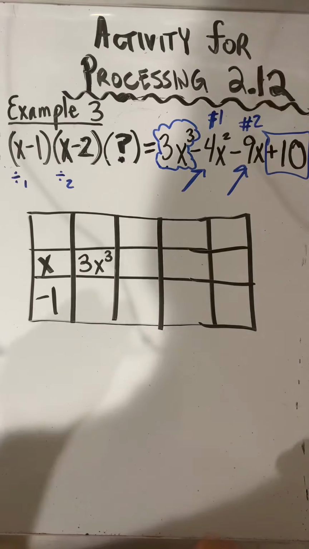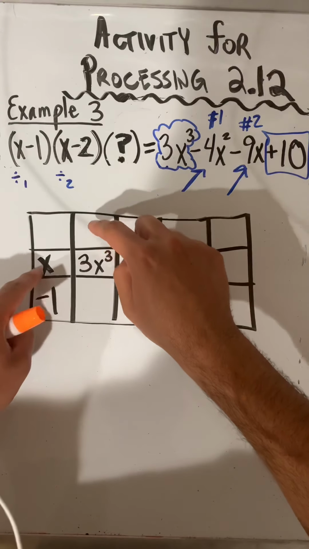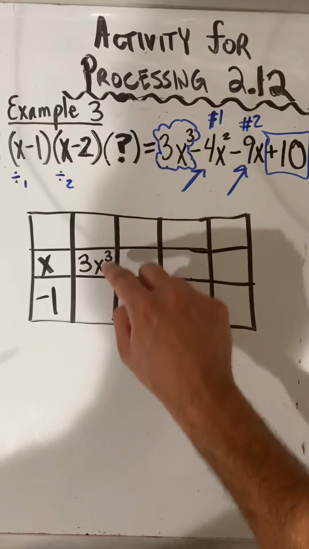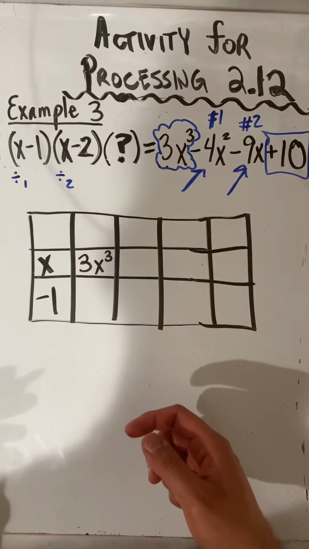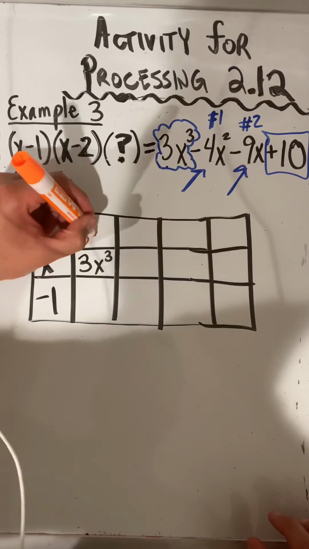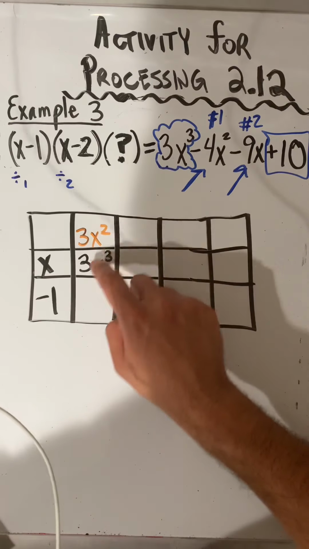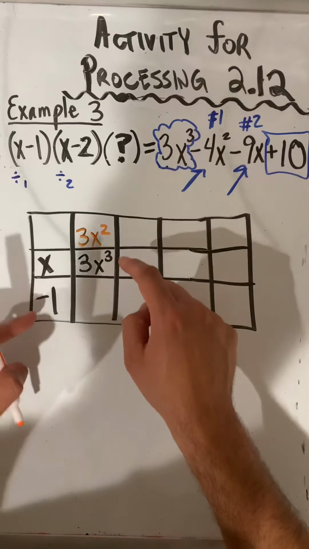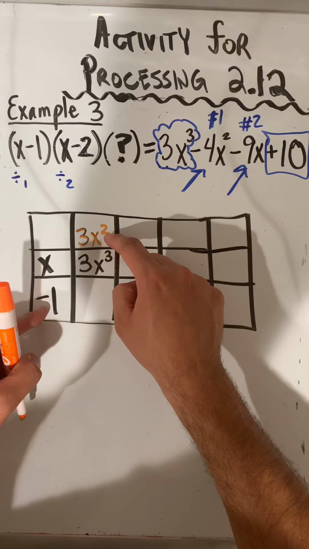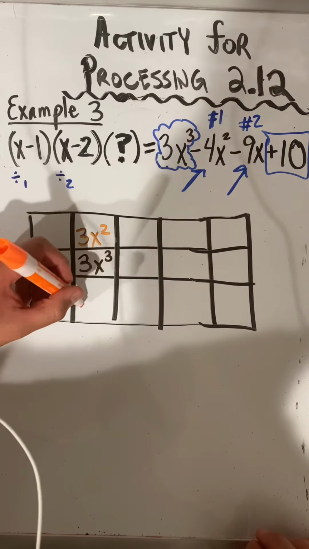The process has us looking at the outside values, x times a mystery value to give us the inside box here, 3x to the third power. Let me double check mentally. X times 3x squared, is it 3x cubed? Yes, it is. Okay, now we're going to multiply negative 1 times 3x squared, and that should give us negative 3x squared.